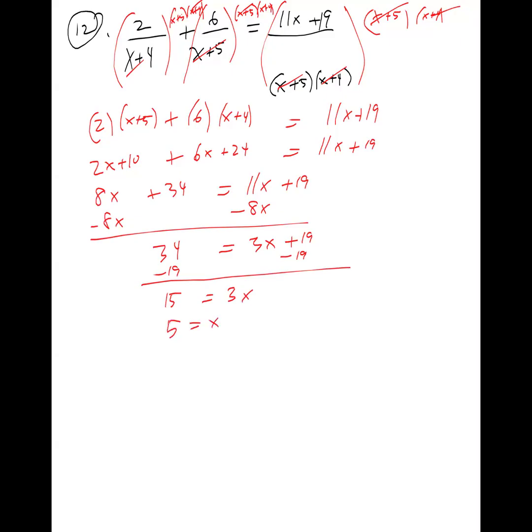Make sure that the 5 does not make the denominator 0. So if you put 5 into x plus 4, you get 9, and 5 into x plus 5 is 10. So that's going to be fine. So the answer is x equals 5. Then number 13.